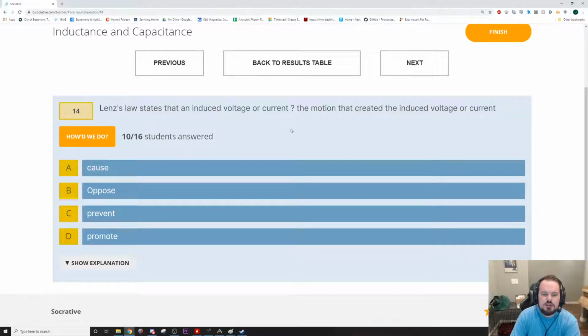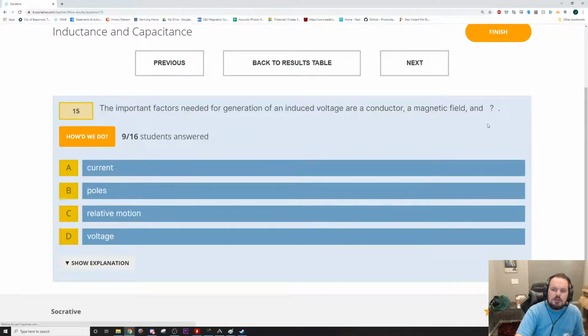Lenz's law states that the induced voltage or current opposes the motion that induced the voltage or current. Yes. You can see that. I think I played this video in class where the guy takes a magnet and swings it towards some copper, and it stops the magnet.